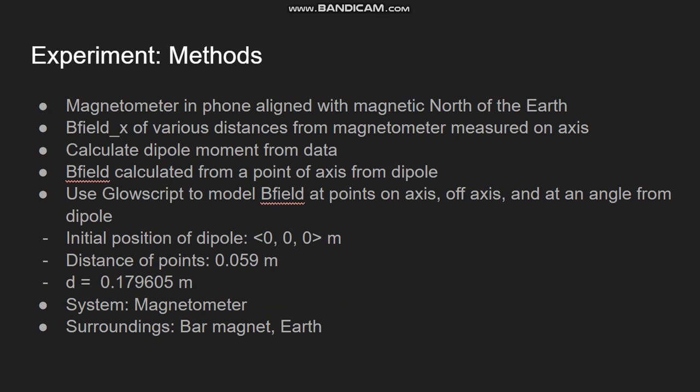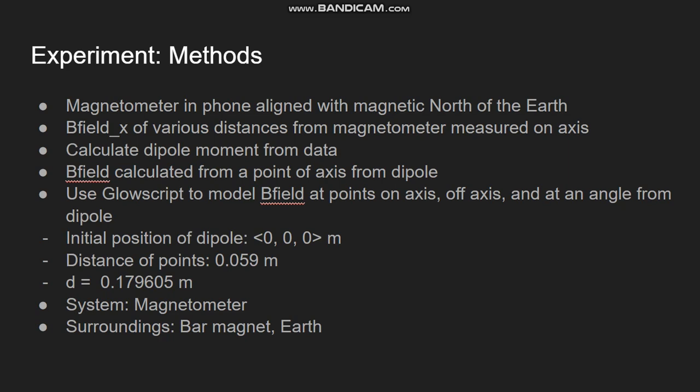Experiment methods. In this experiment, we located the magnetometer in the phone and aligned it with the North Pole. We then measured the x component of the B field at certain distances on axis away from the phone. We then calculated mu from these measurements. We calculated the B field from an observation point off axis from the dipole. We then used GlowScript to model the B field on points on and off axis to compare to our observed measurements.